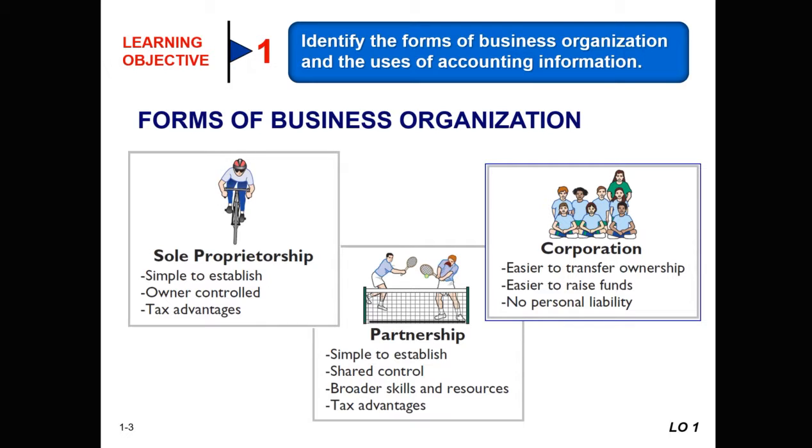Because it is a partnership, there will be some definition of shared control. With more than one individual at the helm, you not only have the resources of partner A, you also have the resources of partner B. And ideally, they will have a broader skill set between the two of them than just what you would have with one individual. Again, the tax advantages for a partnership are more favorable than that of a corporation.